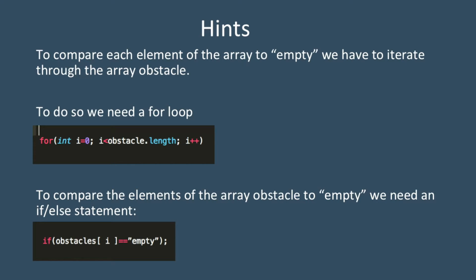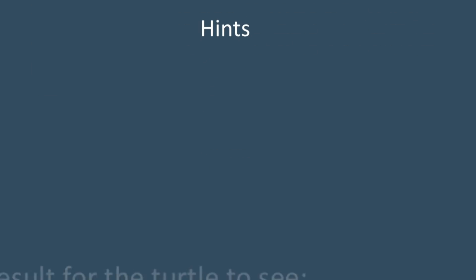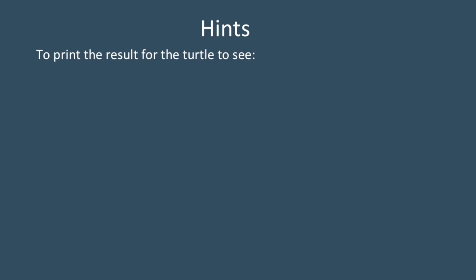If obstacle I equals empty is true, we want to print out the number corresponding to the path the turtle has to choose. To print out something to the console, we use the function console.log. But in our case, to make things easier, you can write result equals I. And to make things even easier, you can write result equals I plus 1.